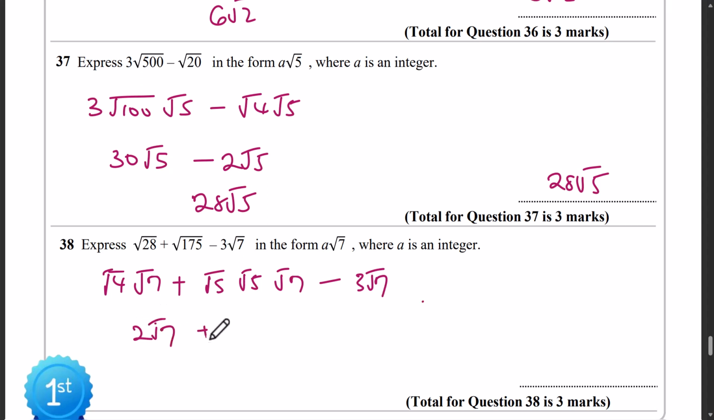And this is root 5 and 5 is 25. That's 25 root 7. No, root 5 and 5 is 5. So that's 5 root 7. And this is minus 2 root 7. And then if you want this out, simplify this. 2 plus 5 is 7. And 7 minus 3 is 4. So that's 4 root 7 because they're all similar sorts.